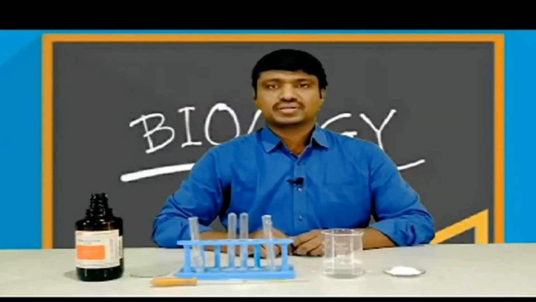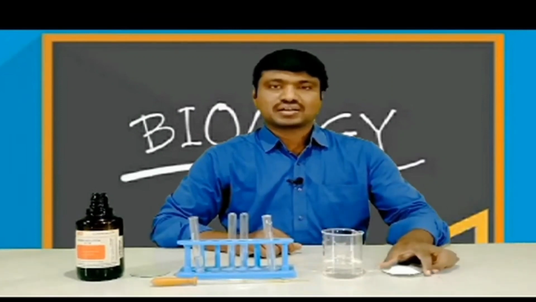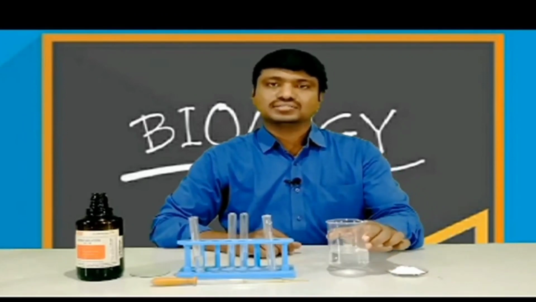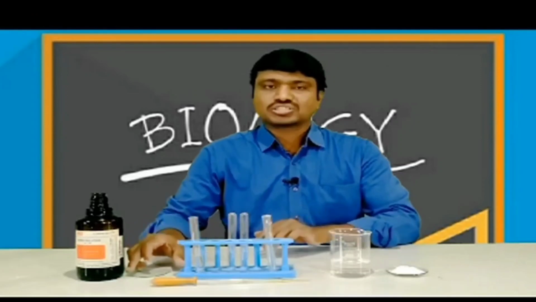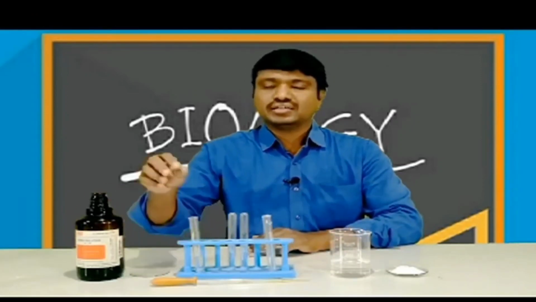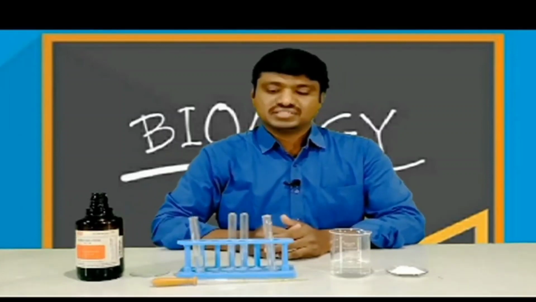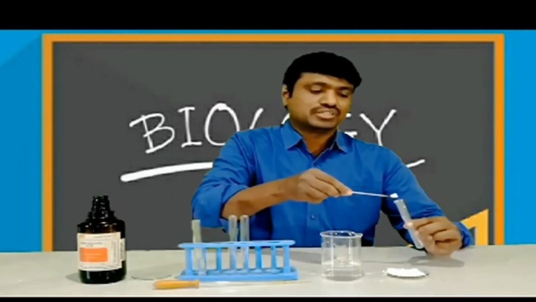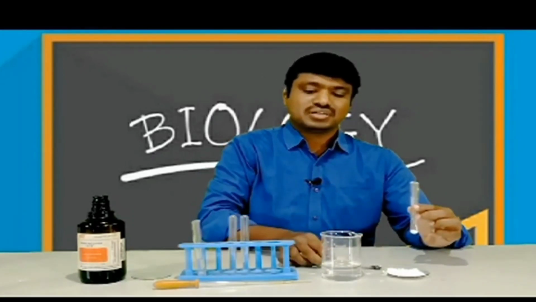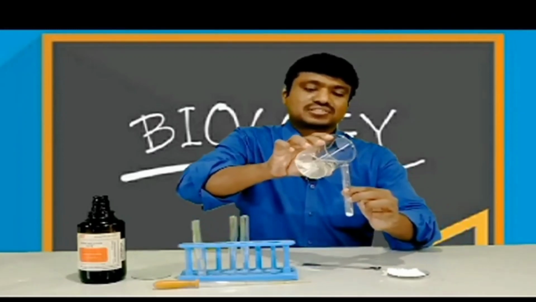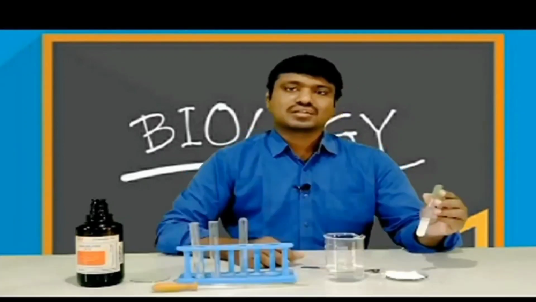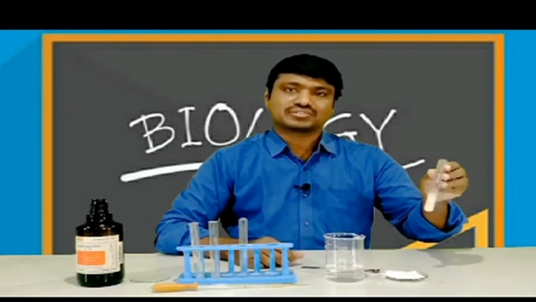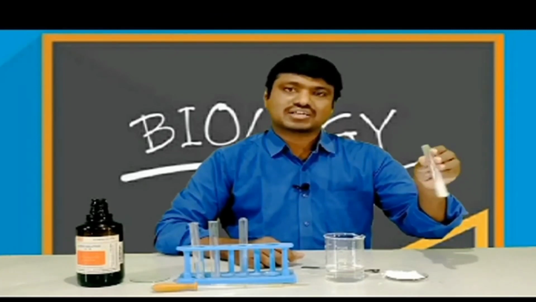Students, for doing this activity, the materials required are rice flour or starch solution, a glass beaker with normal water, test tubes, a watch glass, iodine solution and a dropper. First, take a test tube, take a pinch of starch powder into the glass test tube, add some water to this test tube and shake it thoroughly to mix the water with the starch powder. Now, our starch solution is ready.